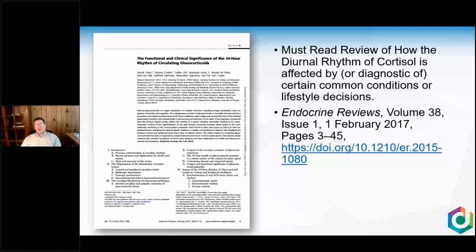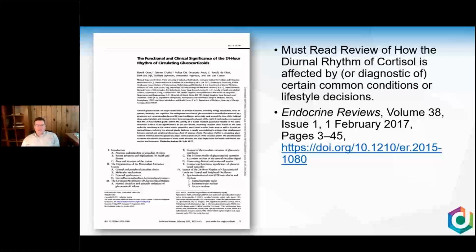For those of you who are clinicians and are doing this kind of work on a regular basis, this is, I think, a must-read review article that talks about the clinical significance of the 24-hour rhythm of circadian glucocorticoids. It talks about how the diurnal rhythm of cortisol is affected by, or diagnostic of, certain common conditions or lifestyle decisions. So, different things that occur in the body that change this rhythm.